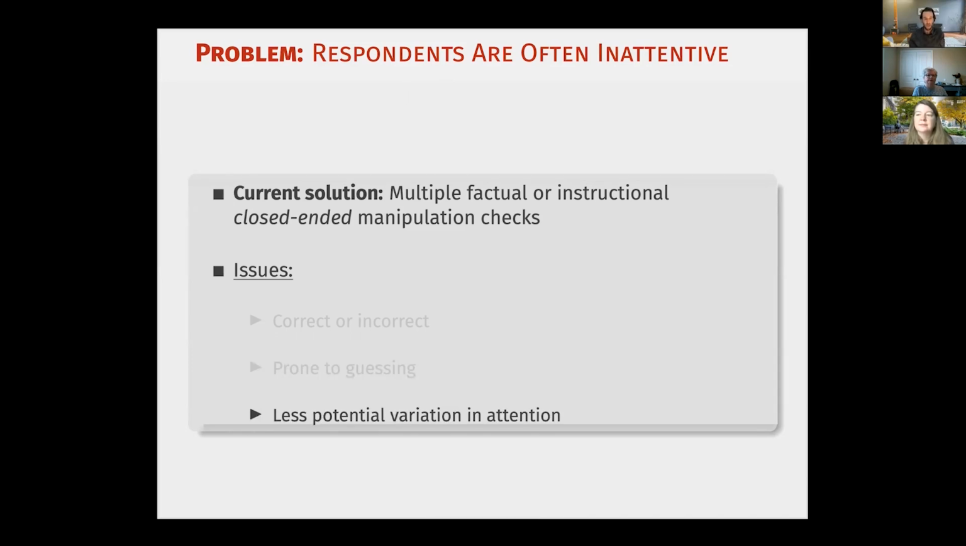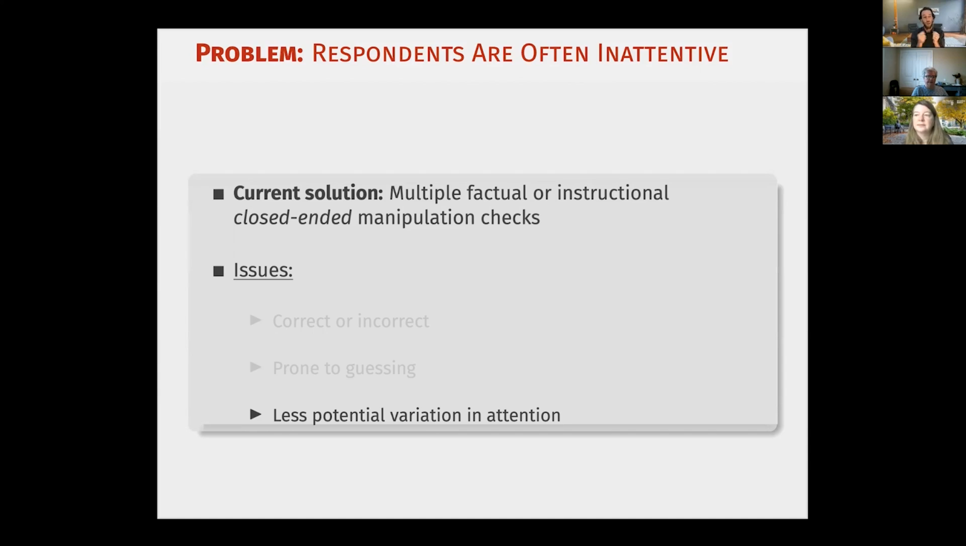And then the third potential problem is that there is inherently less variation. So again, we can think about including more options potentially, but that just gets rid of any issues with guessing. We still would only be able to say this person is attentive or not attentive.